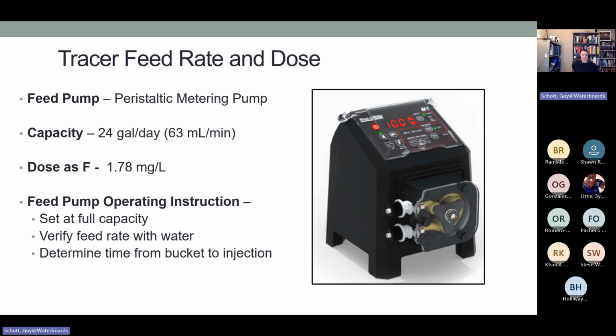because we don't want to start our timers as soon as you turn on the pump. There's a delay before the tracer gets from the bucket to the injection point. So we can look at the inner diameter of the hose and determine how much volume is in there. Then we can look at how long it's going to take to pump. We know it's 63 mils per minute. So say the hose holds 63 mils, it's going to take 1 minute to pump from the bucket to the injection line.